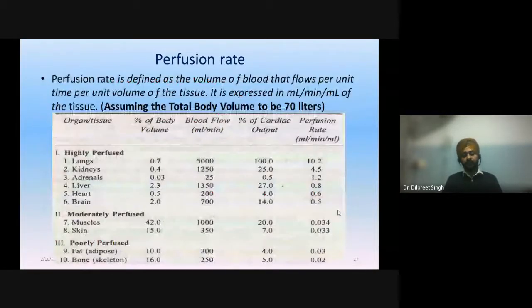The perfusion rate is defined as the volume of blood that flows per unit time per unit volume of the tissue. It is expressed in ml per minute per gram of tissue. According to the total body volume, which is assumed as 70 liters of fluid, the perfused organs are classified as highly perfused, like the lungs, kidneys, adrenal glands, liver, heart, or brain; moderately perfused, like the muscles and skin; and poorly perfused, like fat, that is the adipose tissue, and the skeletal muscles.